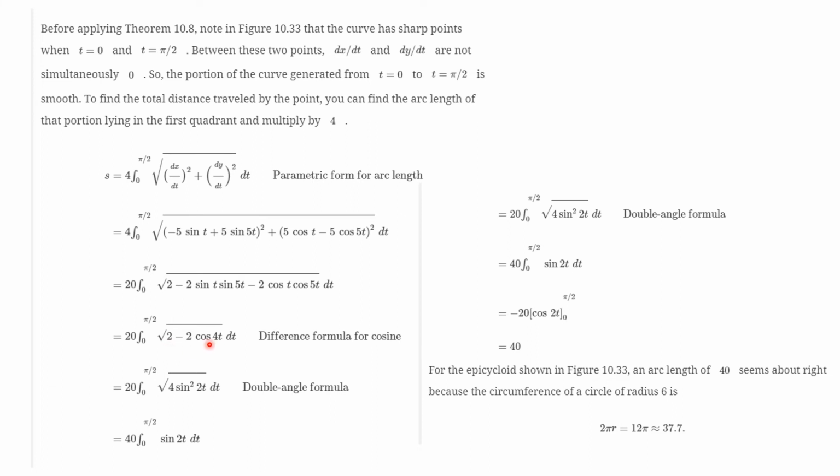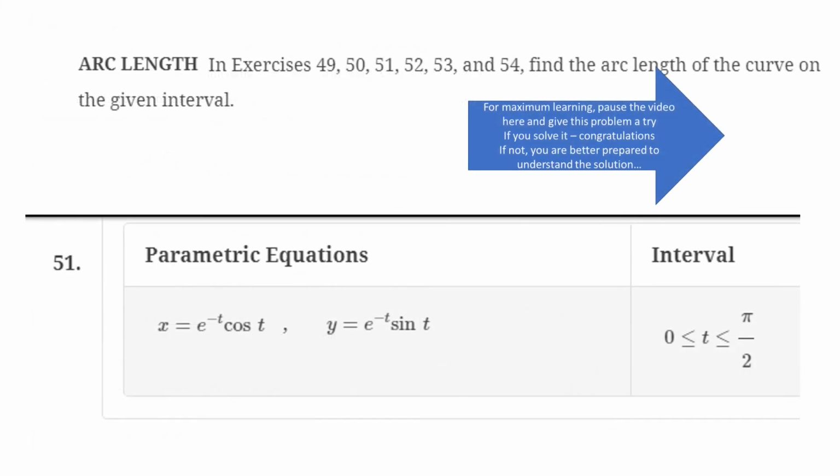And this then is, we can use the double angle formula to reduce this to being the square root of 4 sine squared 2t dt. And the square root of that is just sine of 2t. And again, this one is easy to integrate. And we will get cosine 2t, we divide by minus 2, and we plug in the endpoints, and we get that this answer is 40. Please make certain you understand this formula. Let's do another problem here.